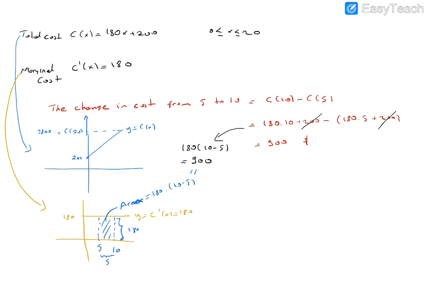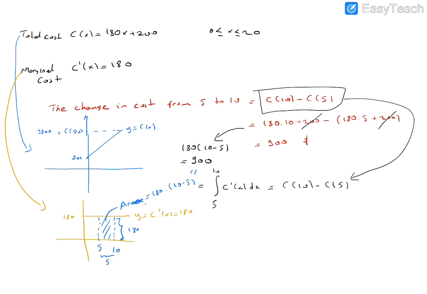What does it mean? This area is the integral of this function. So this area equals the integral from 5 to 10 of the function C bar of x dx. C of x is the antiderivative, so this is C of 10 minus C of 5. It is as it is indicated here, okay?